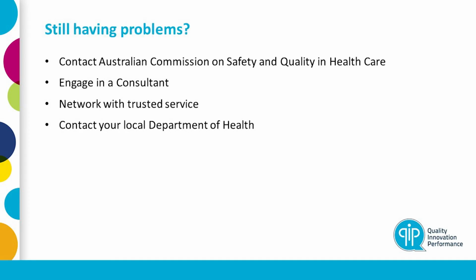So what do you do now if you're still confused? You can contact the Australian Commission on Safety and Quality in Health Care. They have an email and you can ask them any question about anything. You can contact QIP and they'll get onto somebody to answer your questions. You can network, so get onto your Department of Health, or you may be part of some other network that can help you. There's all sorts of people you can reach out to. Thanks, Alex.